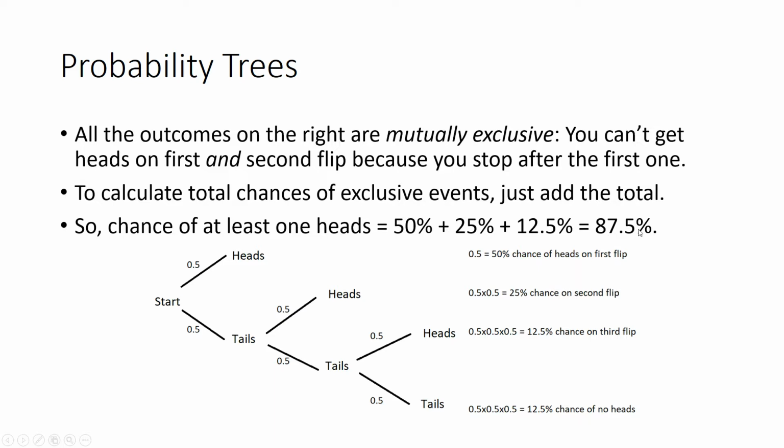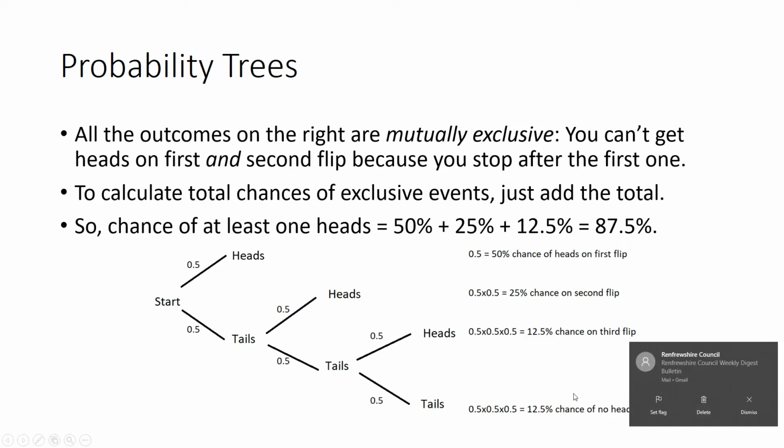And if you've been paying attention, you may notice that's 100% minus the 12.5% unfavourable outcomes. There's not always just one unfavourable outcome here though, so be careful. You may still need to add up.